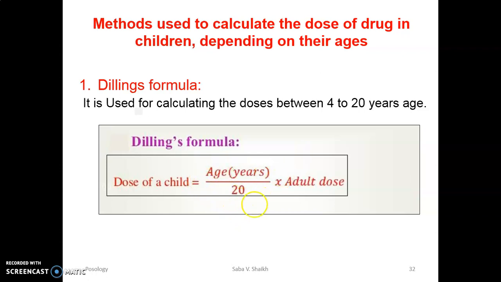So Dilling's formula means dose of a child is equal to age in years. Now students, you have to remember this very well, that the age is written in years in Dilling's formula. So dose of a child is age in years upon 20 into adult dose. You will always have an adult dose for your reference, so that in comparison with the adult dose, you can easily calculate the dose of a child. This is called Dilling's formula.